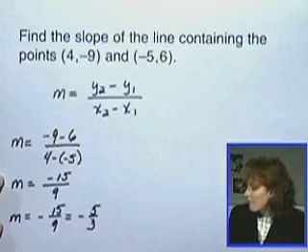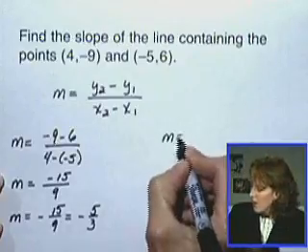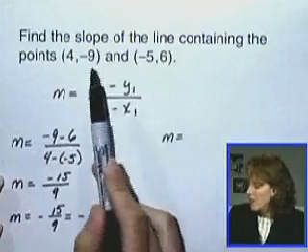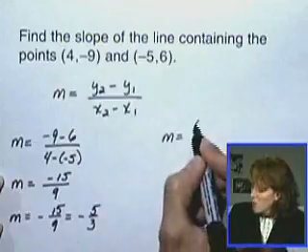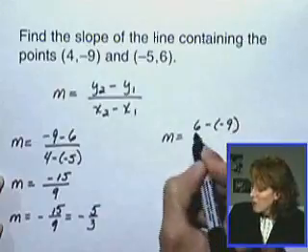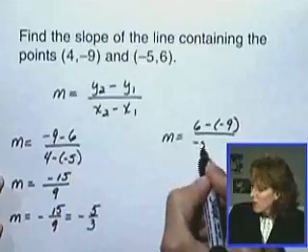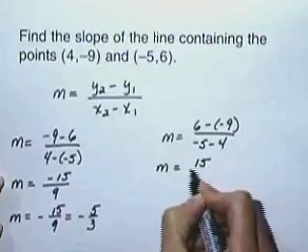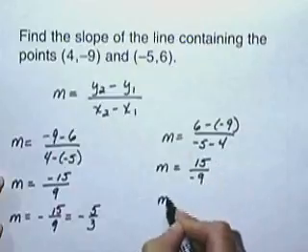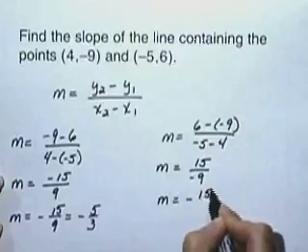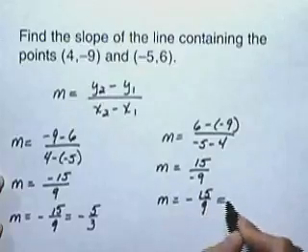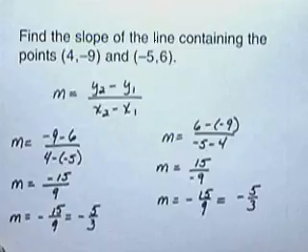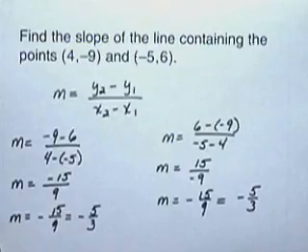Now let's work it the other way. In the numerator, instead of subtracting negative 9 minus 6, I'll subtract positive 6 minus negative 9. So we have 6 minus negative 9 in the numerator over negative 5 minus 4. So we have the slope equals positive 15 over negative 9. So the slope equals negative 15 ninths. And if we simplify that, we have negative 5/3 again. So you can see that the order was not important. What was very important is that you remain consistent.